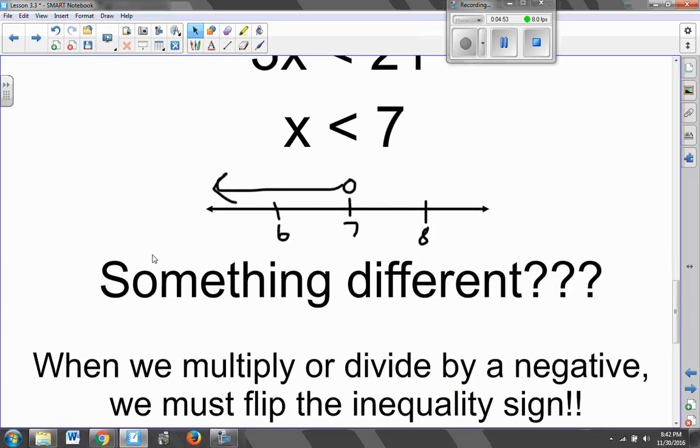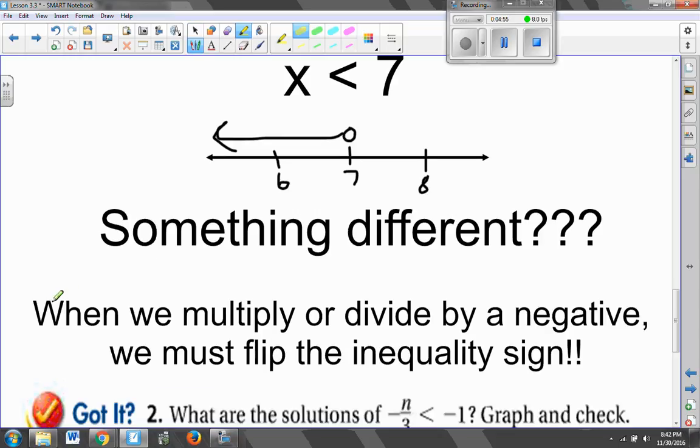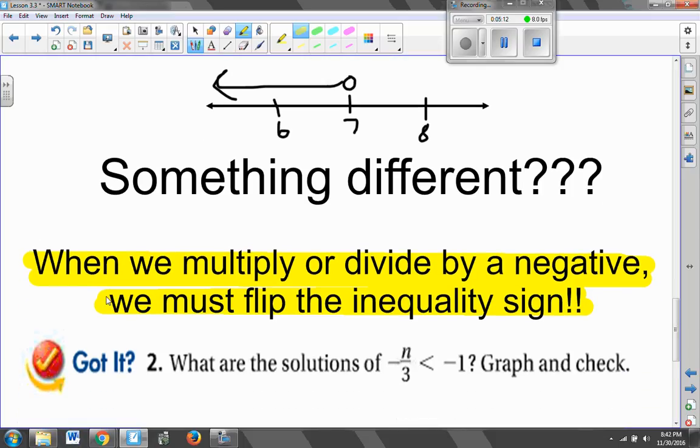You absolutely have to write this down in your notes. Okay? Write this down in your notes, please. When we multiply or divide by a negative number, it is very, very important for us to flip the inequality sign, meaning make it go the other direction. Okay? What that looks like is this.